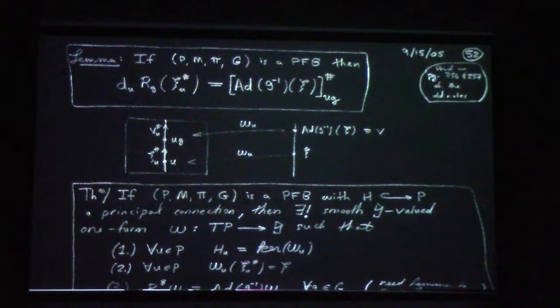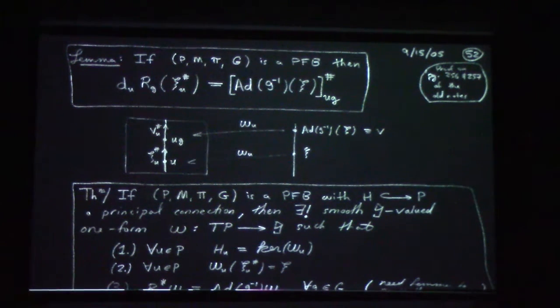But let's see here. So this is the lemma. So we're working on calculating the boxed thing. So the differential of R sub g of omega sub u is the adjoint of g inverse of omega sub u at ug. Oh, what a monstrous formula. So omega u, let's see here, what's this picture? We're going from this to that. What's going on here? Omega u is a mapping from what?